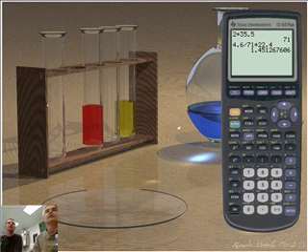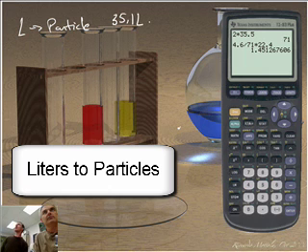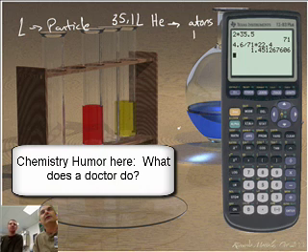Let's see. That was grams to liters. Let's go from liters to particles. Let's start with 35.1 liters of helium. We're going to convert that to atoms of helium. Okay, so we want some atoms of helium. Let's do that.